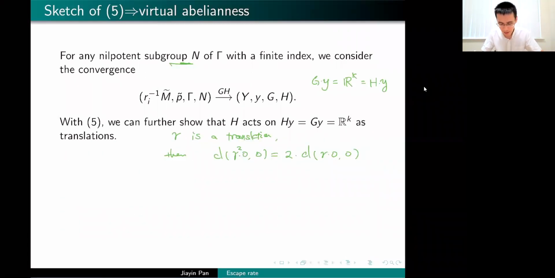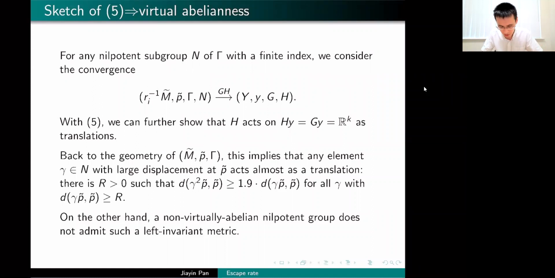And when you go back to the manifold M tilde, this implies that for any element inside N with sufficiently large displacement at P, it acts as an almost translation. In other words, the distance between gamma squared P tilde and P tilde will be very close to twice the distance between gamma P tilde and P tilde. Here it is 1.9, so it's very close. This inequality holds for any gamma with large displacement.